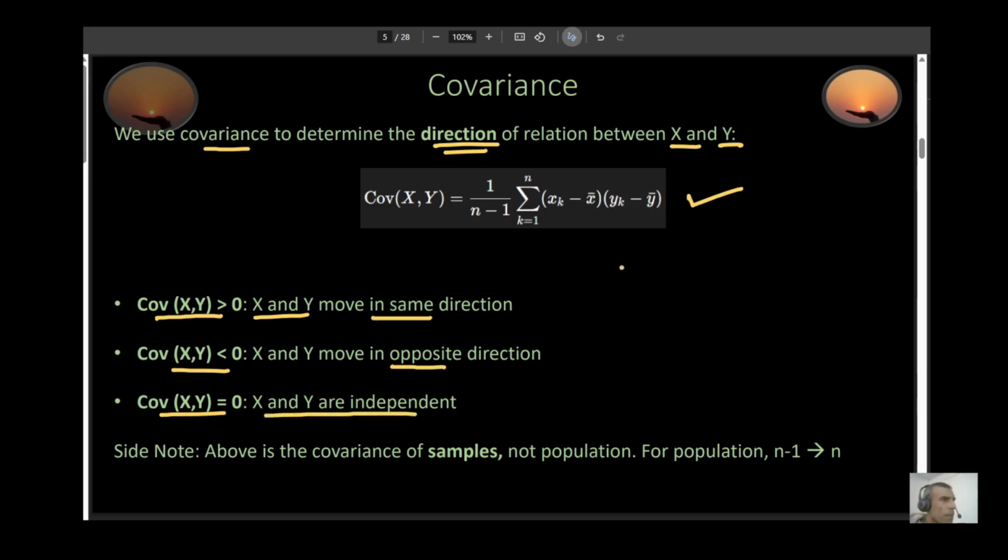A side note, here I'm dealing with covariance of a sample. So anytime you deal with samples, you use n-1 right here. But if you're dealing with population, then this n-1 will change to n.